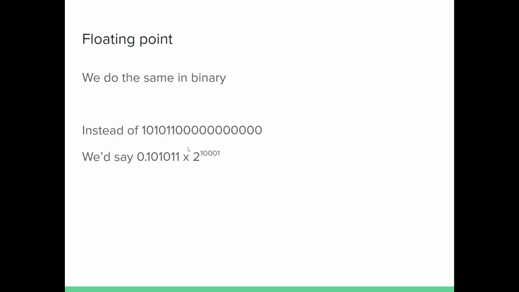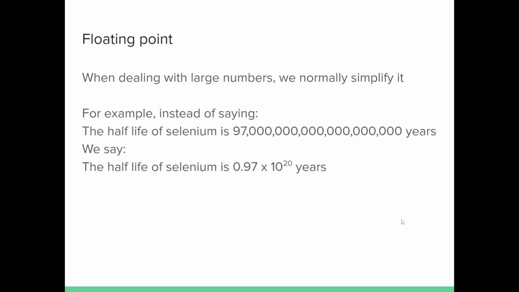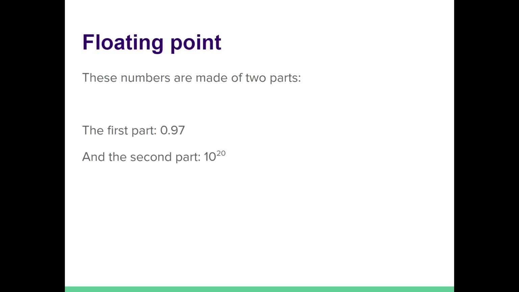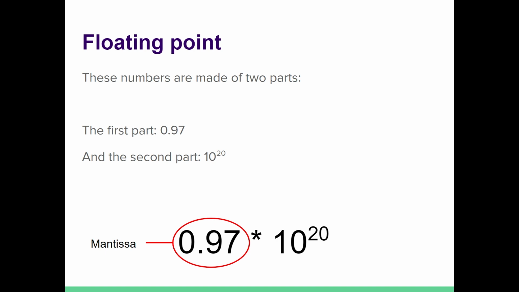And regardless of whether you're doing it in binary or whether it's in denary, there are two parts to these numbers. We've got the first part, which is the 0.97, the decimal part, the part with the significant digits, and the second part, which has the power number in it. Technically, it's three parts, because this one here, this is the base, the 10, but the power number is the one we're interested in. And these parts have names. The first part is known as the mantissa. There it is, mantissa. And the second part is the exponent.